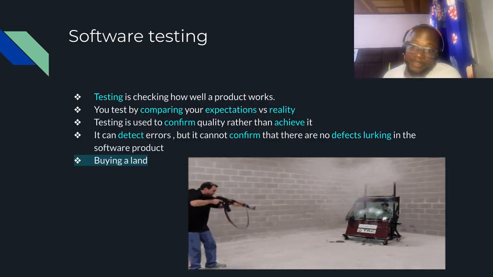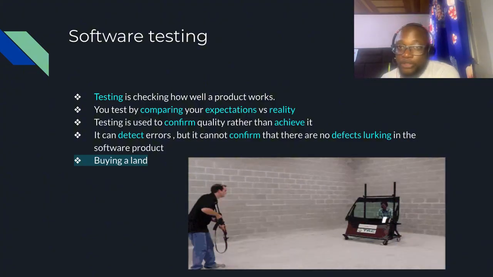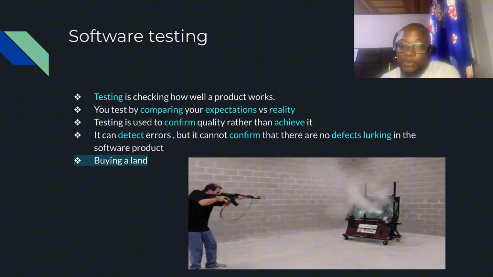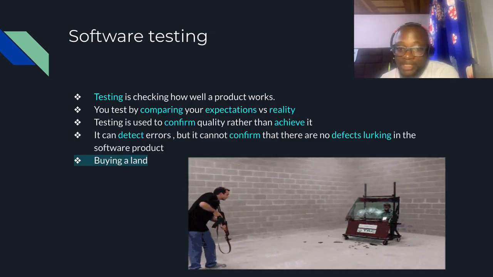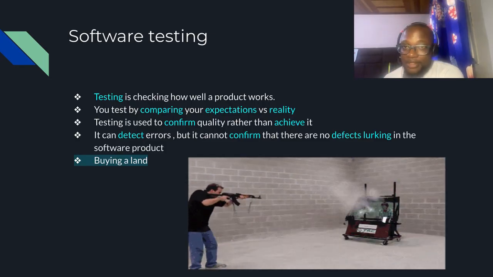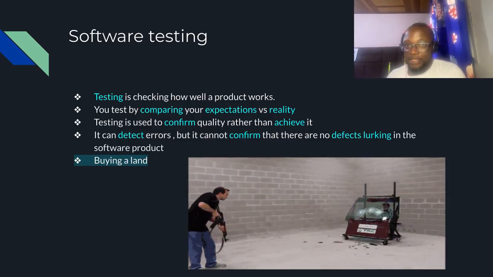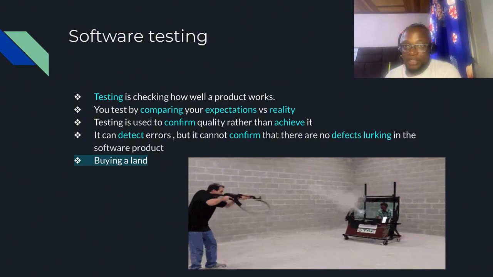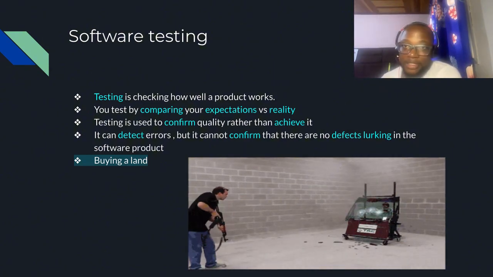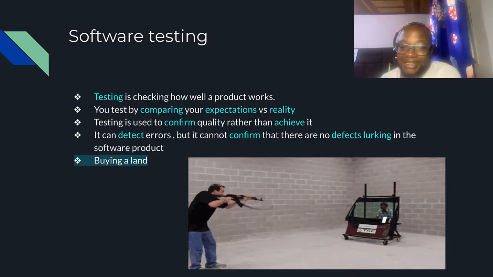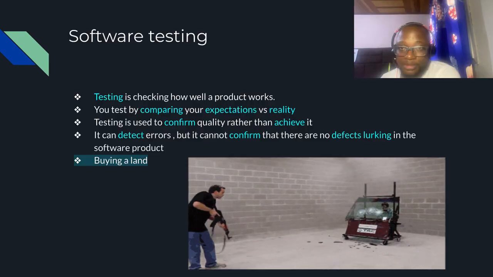So, what is testing in general? Testing is checking how well a product works. Okay? You test by comparing your expectations versus the reality. That is the claims about the product. So you compare it with what you have. Okay. So once you're doing this comparison, you're testing the product. So testing is used to confirm quality rather than to achieve it, right?